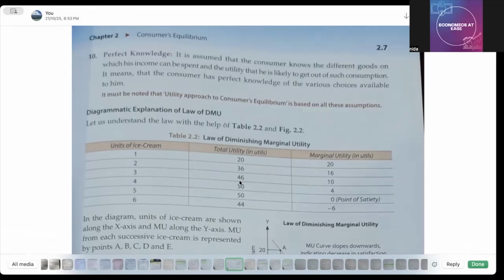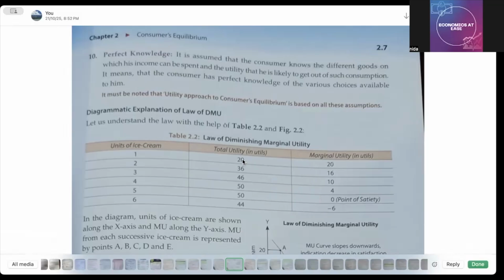टोटल यूटिलिटी मतलब टोटल सेटिस्फैक्शन वो तो इंक्रीज करता रहेगा, लेकिन मार्जिनल यूटिलिटी means the difference between TU n and TU n minus 1. मैंने आपको पिछले क्लास में फॉर्मूला बताया था, that you are going to apply, that is the difference between the two units. That is 36, पहले में तो 20 आया, 36 minus 20 you will get 16, 46 minus 36 you will get 10, then 50 minus 46 is 4, 50 minus 50 equals 0, and 44 minus 50 is minus 6. So in this way we can easily calculate the marginal utility.